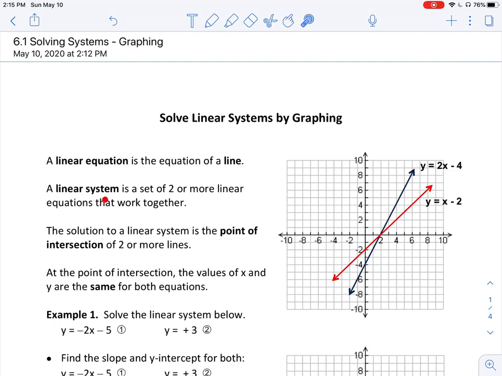A linear system is a set of two or more linear equations that work together. So we can see on the graph over on our right, this line and this line are both on the graph and they cross each other. The solution to a linear system is the point of intersection of two or more lines. So for the red line and the black line, we see that they do touch at a specific point, and that would be the point of intersection, which is also called the solution. So the point of intersection and the solution mean the same thing.